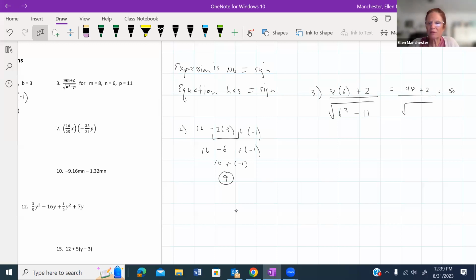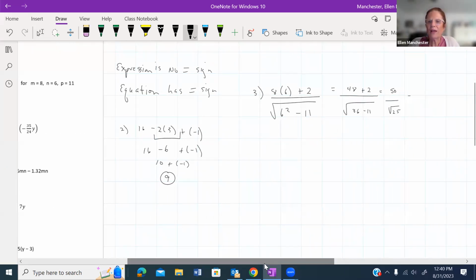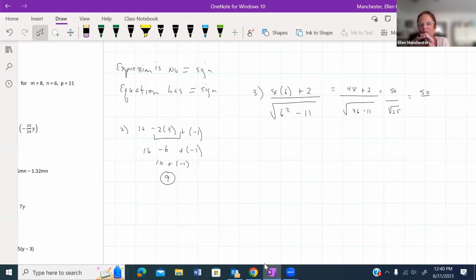On the bottom, I'm going to keep the radical, and do everything underneath the radical. So I have 36 minus 11. 6 squared is 36, and then minus 11. So 36 minus 11 is 25. So I have 50, and then square root of 25. Notice I just did everything underneath the radical as if that's a grouping symbol. And now I can answer. Square root of 25 is 5. So 50 divided by 5 is 10. Okay, so whenever there's a fraction and you have to do top and bottom, just do the top, do the bottom, and then at the very end, you'll do your division.